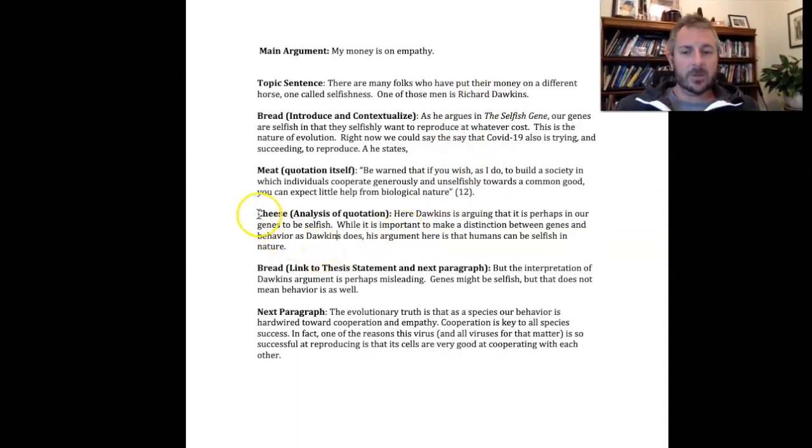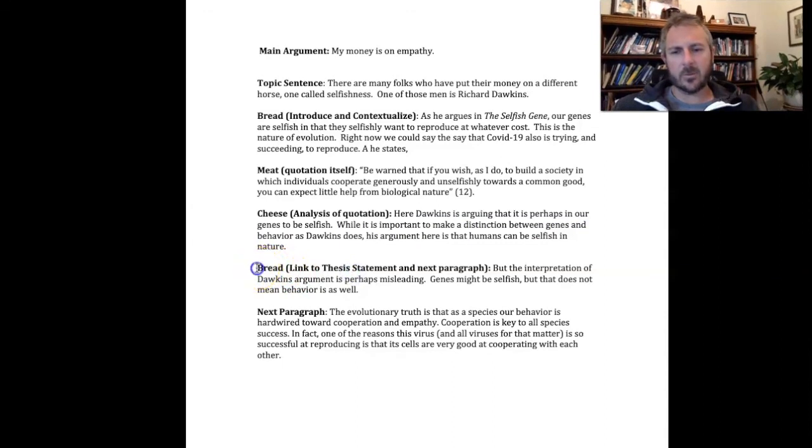Now, following that, you have the cheese, and that's the analysis of the quotation. Now, oftentimes when you're analyzing, that's one of the more difficult things. One of the things you might do for your analysis is put the quotation or the meaning of the quotation into your own words, like I have done here. And then also you might want to go a little bit further and make your sandwich a little bit tastier and talk about some of the larger significances of that author's argument.